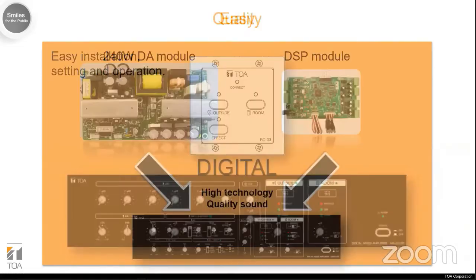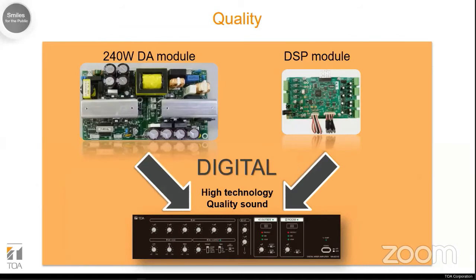And quality, now we come into the quality. How we achieve clarity of sound with the MX6224D is quite simple. We are using Class D digital amplifiers. We have a built-in DSP module that offers you two channels of DSP to each channel of your output. And this then offers you digital high quality sound broadcast from the MX6224D to your outside area as well as to your room area, which is the minaret, as well as the hall, the outside area or the ladies' room.